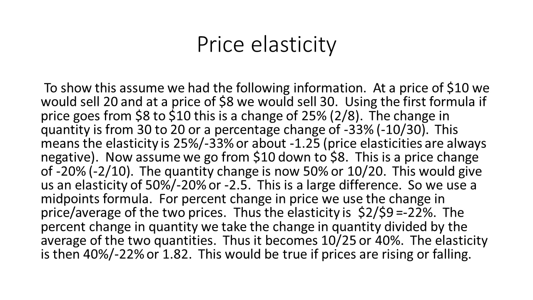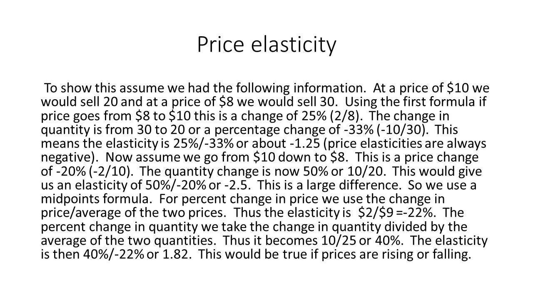The quantity change is now 50%, or 10. We go from 20 to 30, but we're going to compare that to the original 20, so it's 10 divided by 20. This would give us an elasticity of 50% divided by minus 20%, or 2.5. That means there's a big difference here. If you're using the same set of numbers I am, one of us could get minus 1.25 and the other could get minus 2.5, and that's not very useful to us.